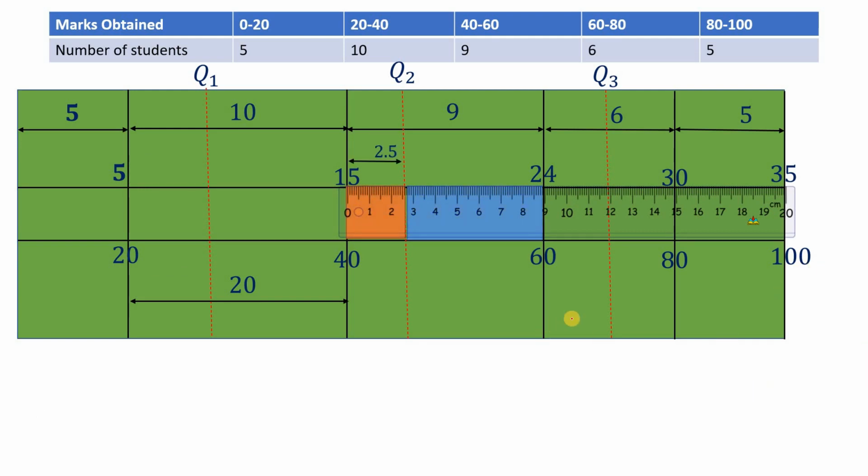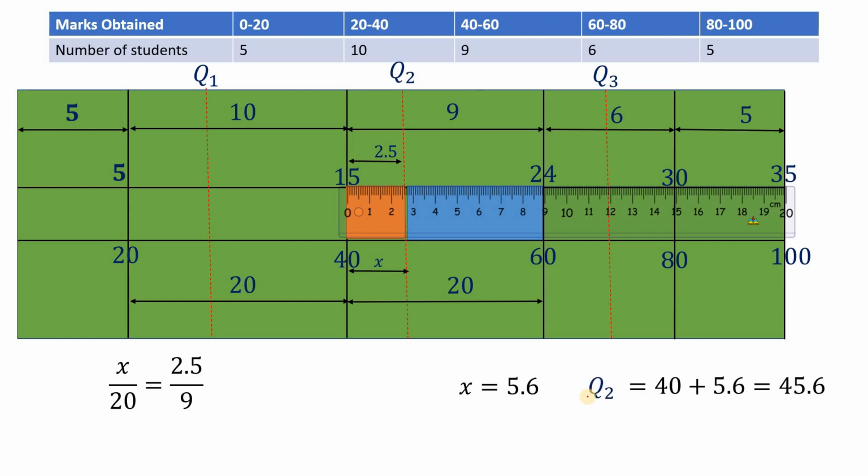Let's look at these boxes. We use a ruler to find the distance, which is 2.5 roughly, and this value we don't know. This distance is 20 because 60 minus 40 is 20. Since these two values, 2.5 and 9, and x and 20 are in proportion, we can use this formula: x over 20 equals 2.5 by 9 to get the result as 5.6.